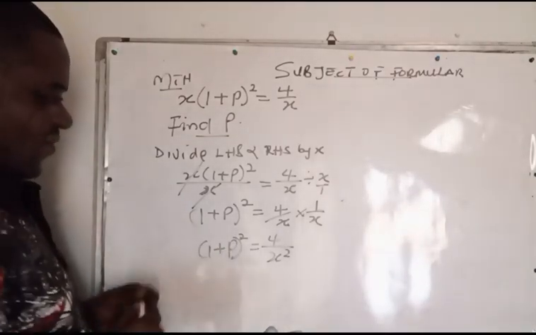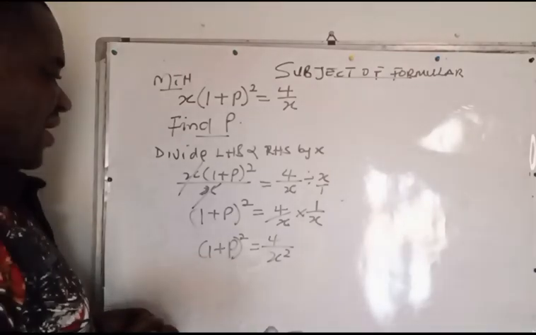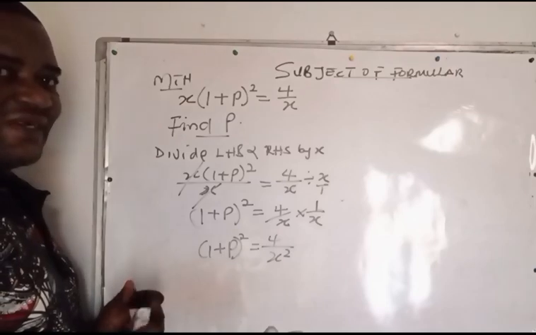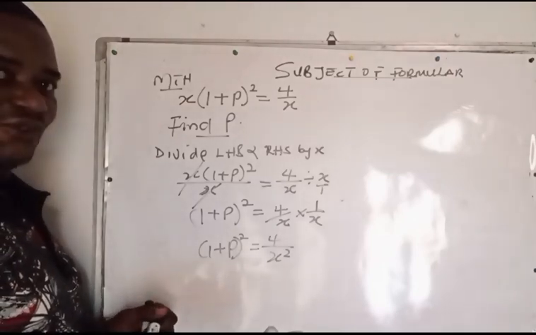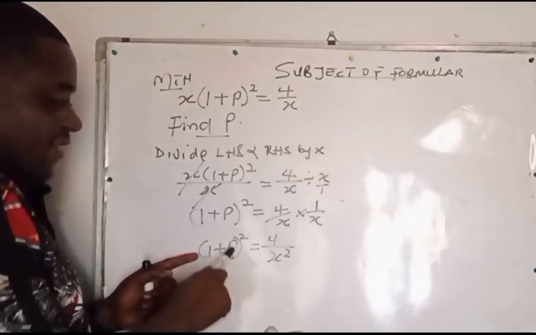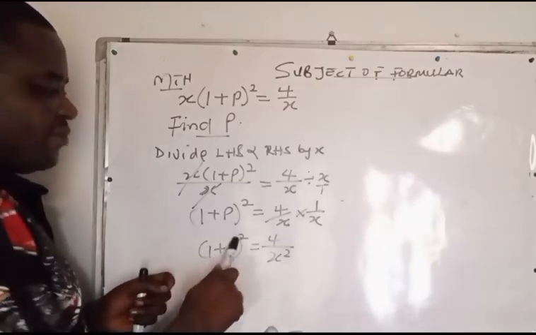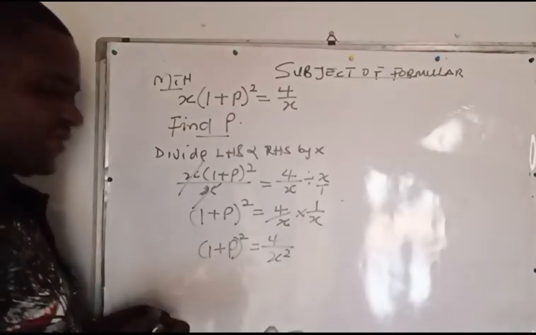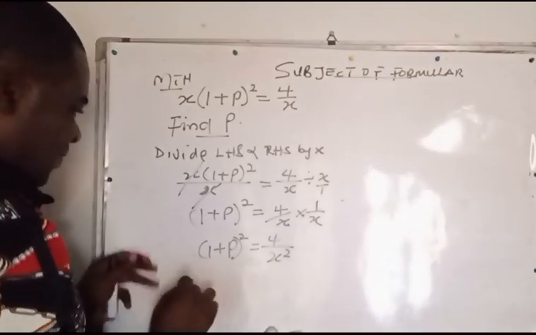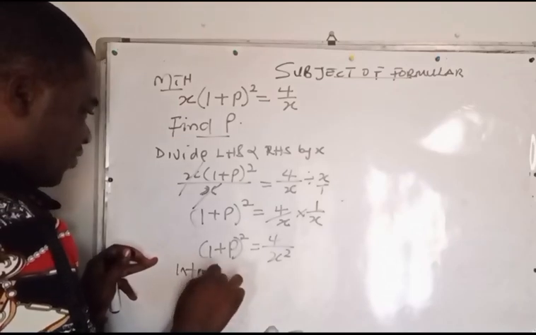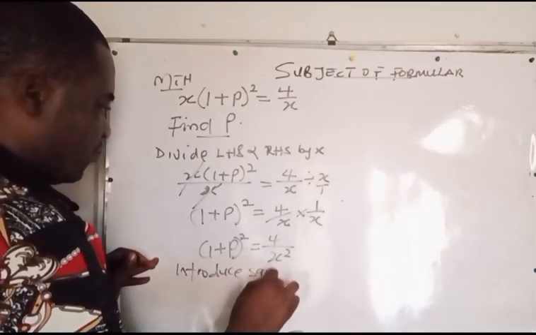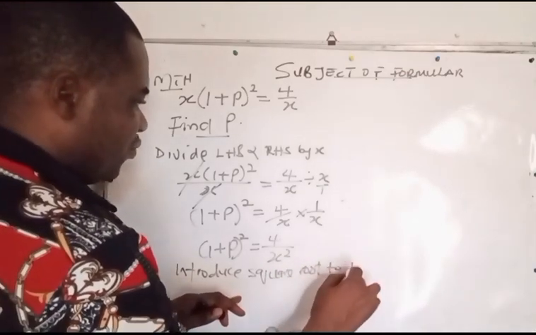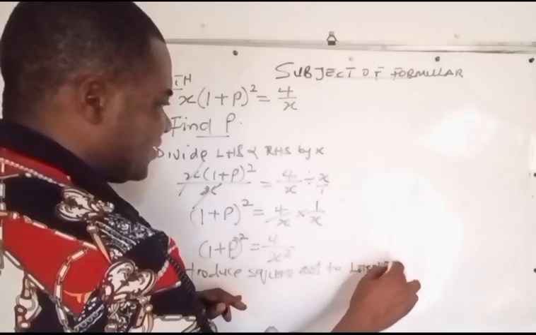Now, when we are here, the next thing that we are going to do is not to open the bracket. It will still give us a wrong answer, because that is a wrong approach. Since p is what we are looking for, we'll simply remove the square sign by imposing a square root sign on both sides. We introduce a square root to both the left hand side and the right hand side.